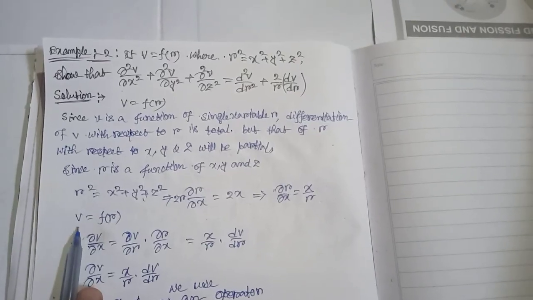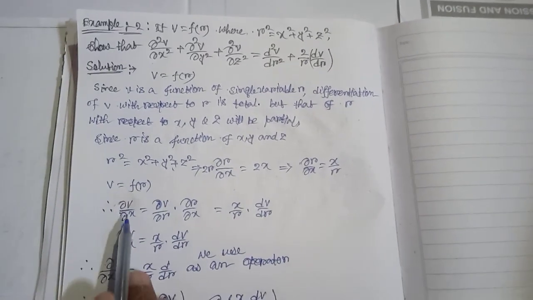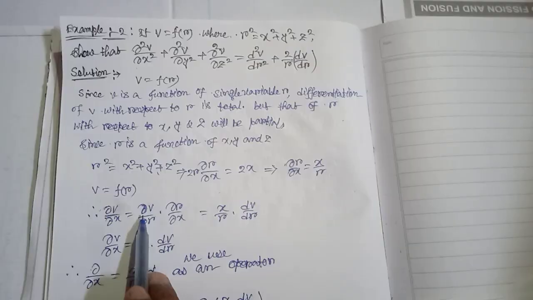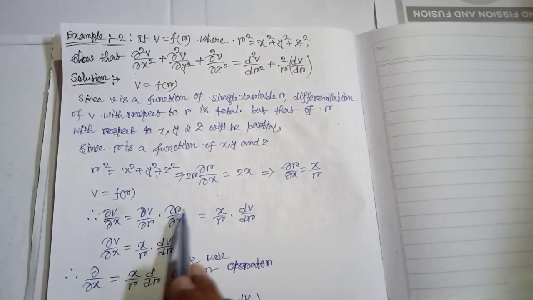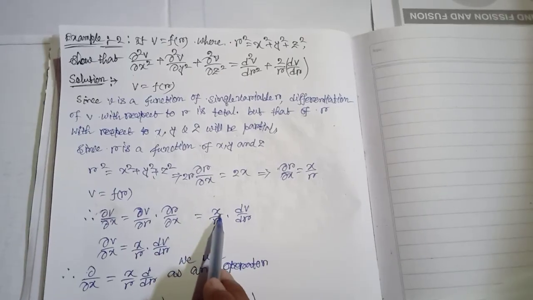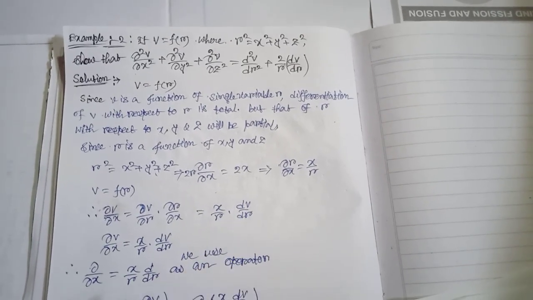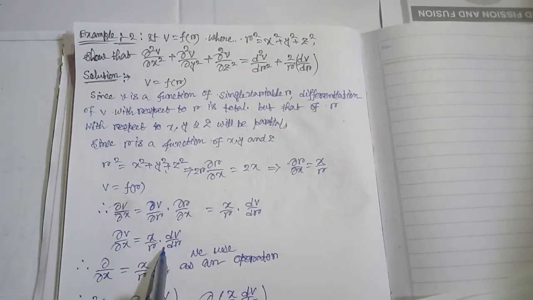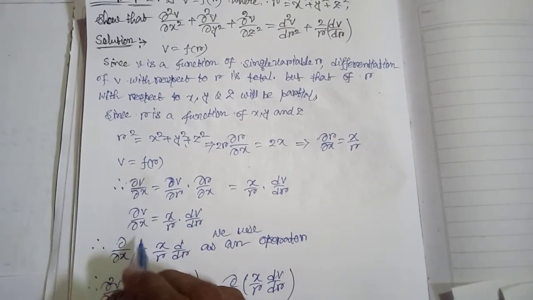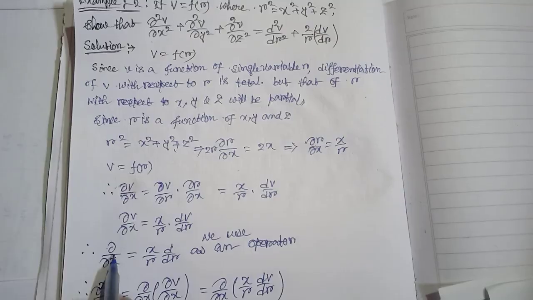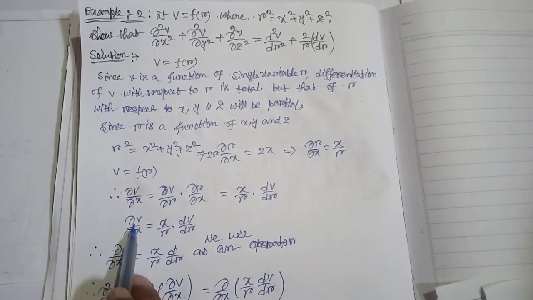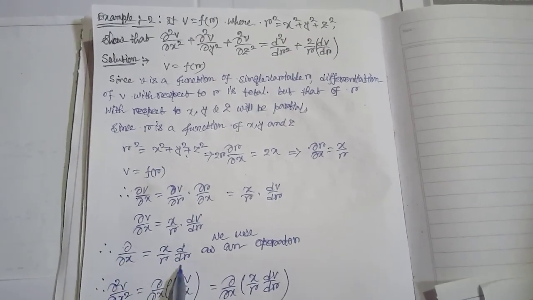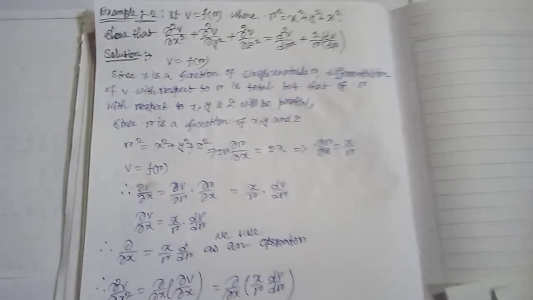So ∂V/∂x equals, by chain rule, ∂V/∂r into ∂r/∂x, and ∂r/∂x equals x by r. So this is equal to x by r into dV/dr. So ∂V/∂x equals x by r into dV/dr. Then we use the operator ∂/∂x. We cancel V, then we get ∂/∂x equals x by r d/dr.